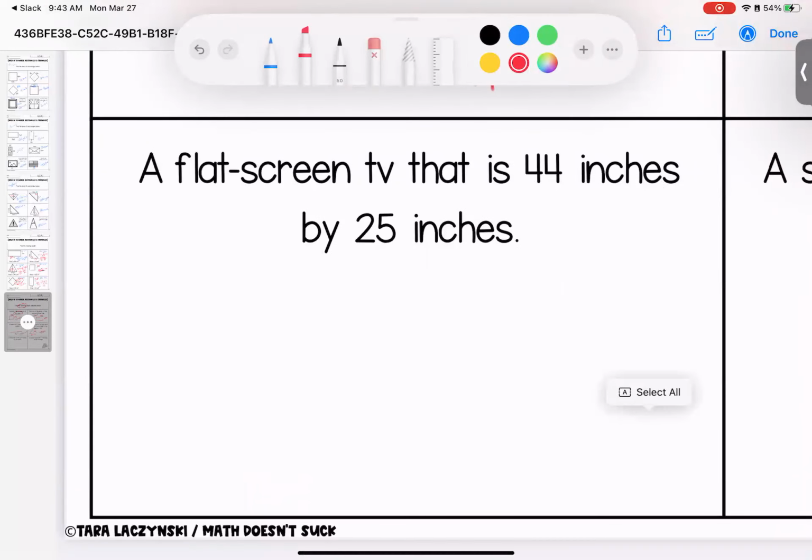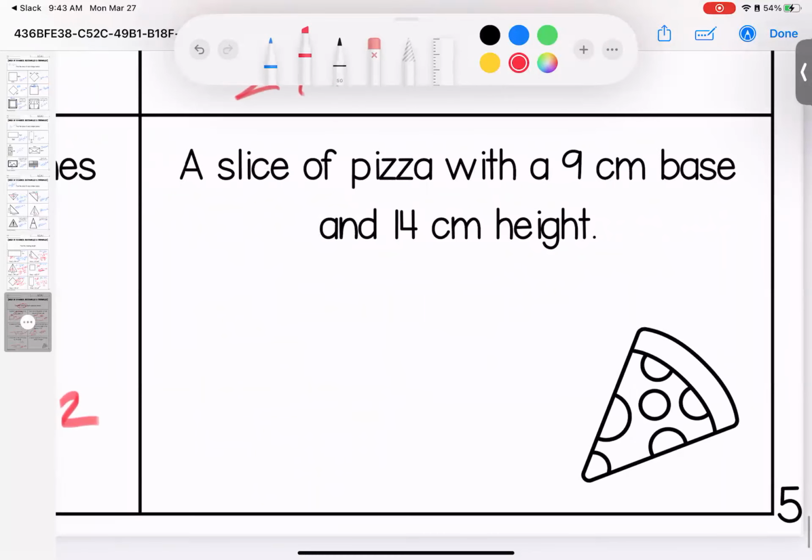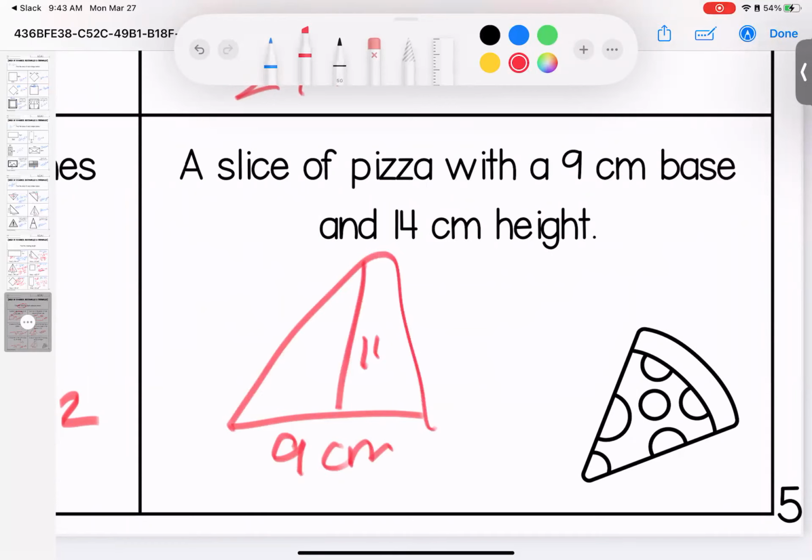2 more. Flat screen TV, that is 44 by 25. 44 times 25 gives me 1,100 inches squared. Last one, slice of pizza. We're talking about a triangle here. Has a base of 9 and it has a height of 14. 14 times 9 gives us 126. Don't forget to cut it in half. Gives me 63 centimeters squared.